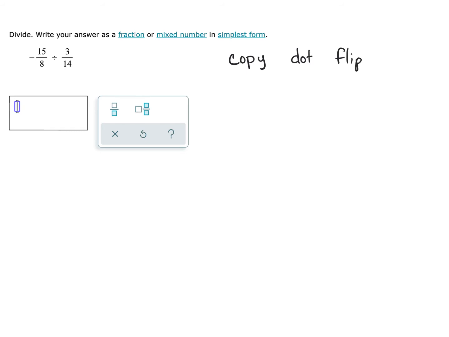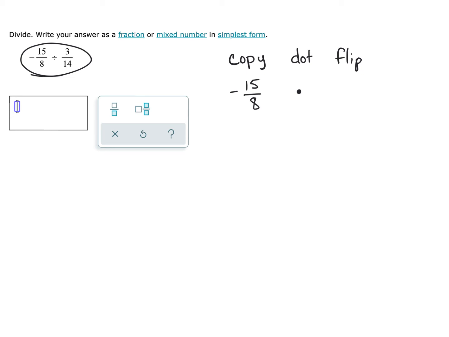And what this means is we're going to take our fractions from our problem. Now, if they're mixed numbers, we want to turn them into improper fractions, but we want to take those fractions and copy the first one. So that's negative 15/8. We want to change the division symbol now to a dot, which we know as we go up through more advanced math now means multiplication.